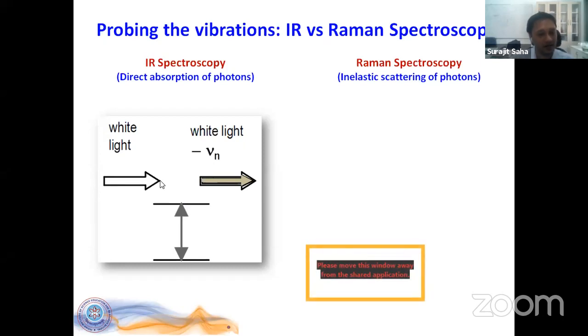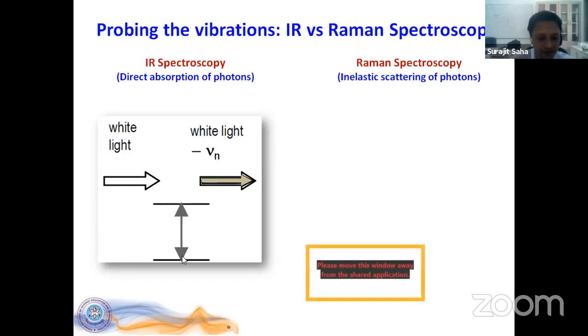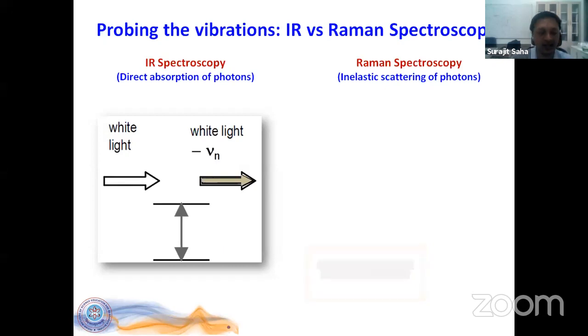Now, when I shine, let's say, white light onto the molecule, so this arrow is basically the white light, whatever wavelength or frequency of the light exactly matches the difference between the ground state and the excited state will be absorbed from this white light. The emitted light is now white light minus nu n, where nu n refers to the frequency exactly equal to the difference between the excited state and the ground state. So that light will be emitted from the molecule. By analyzing these two white lights, we can find out which wavelength has been absorbed, and that is the frequency of the molecule. And that's how we detect in IR spectroscopy.